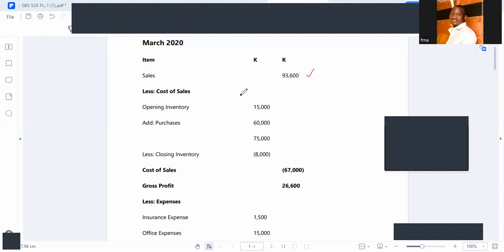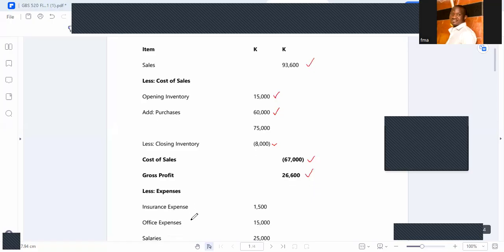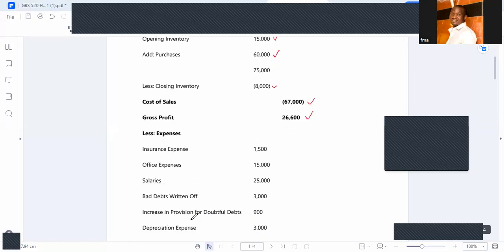Then we calculate the cost of sales. So opening inventory, 15,000. We add purchases, this is 6,000. Okay. The total is what? Our total purchases is 75,000. We less closing stock of 8,000. So this is our cost of sales, 67,000, which we subtract from there, and 3,000 to get our gross profit of 26,600.